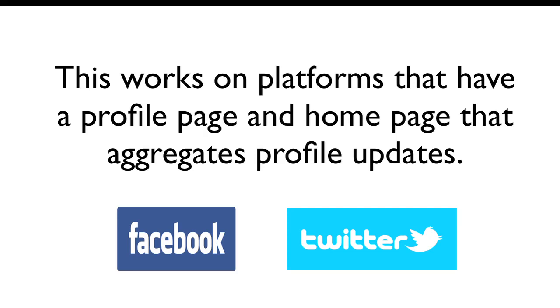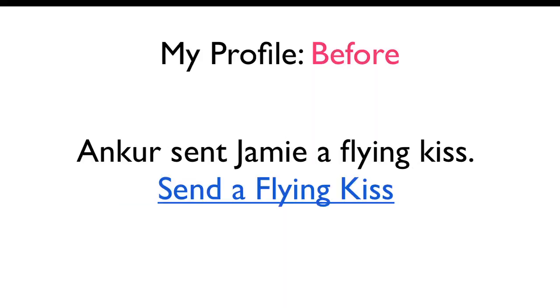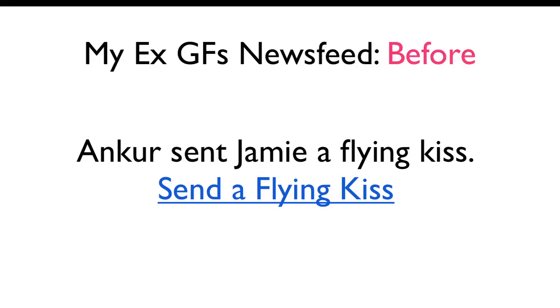But back to the gifting applications that I was running. Before implementing this, this is what my profile looked like after I sent someone a gift. Let's just imagine this application was sending flying kisses, which was actually an application one of our users created. So before this, my feed story would read, Ankur sent Jamie a flying kiss, with the action link underneath saying send a flying kiss. This is the exact same way it would propagate to everyone's news feeds.